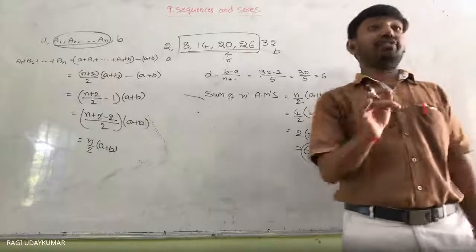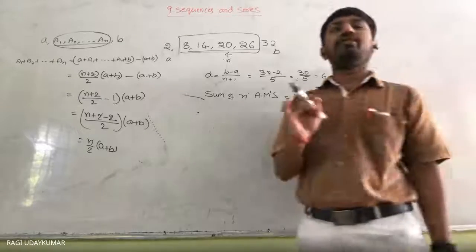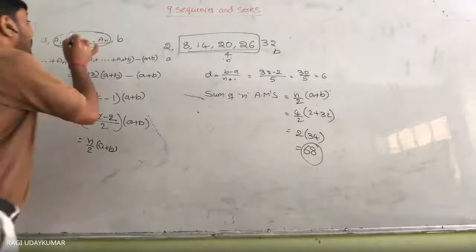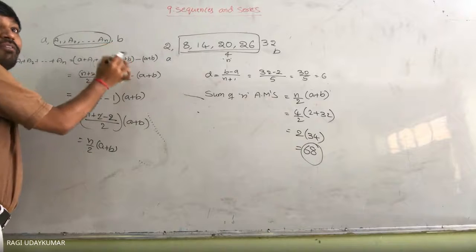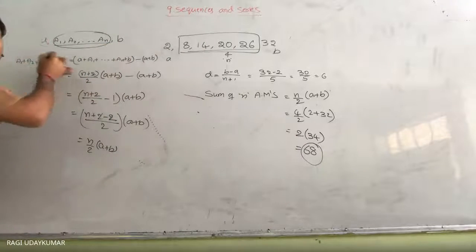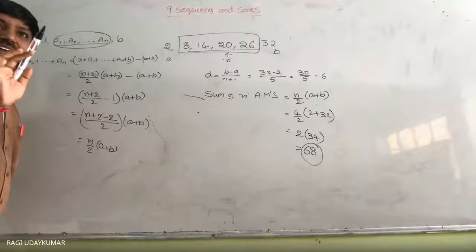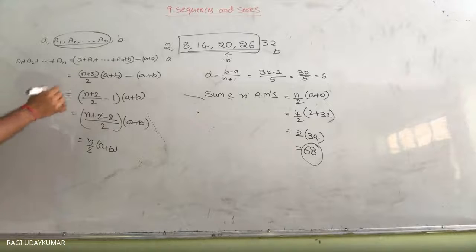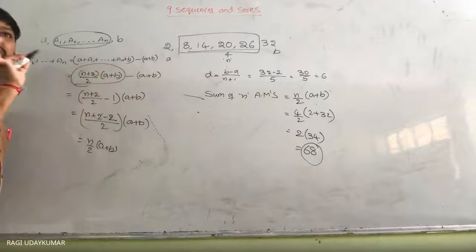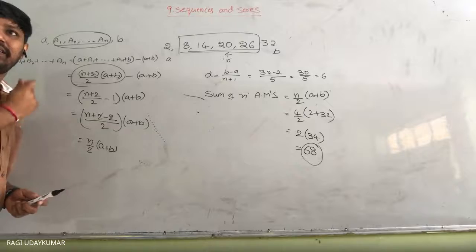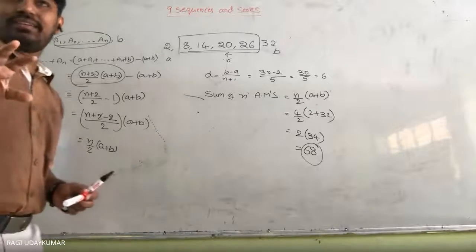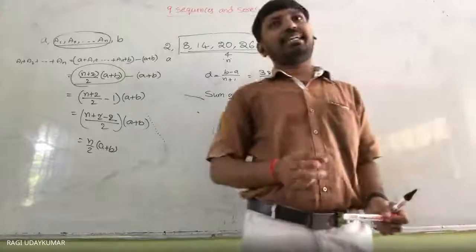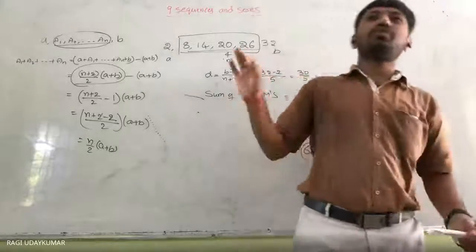But be careful while the question is asking. What is the carefulness you need? Sometimes the question may ask: if n numbers are inserted, what is the sum of the total arithmetic progression? Understood? If that is asked, then this formula does not apply. In case it is asking for the total arithmetic progression, n numbers are inserted, then what is the sum of the new arithmetic progression we are getting? If that is the question, then you have to do that.